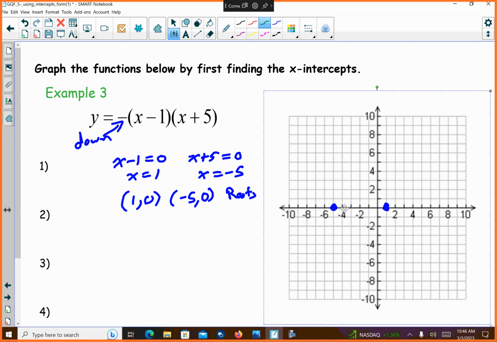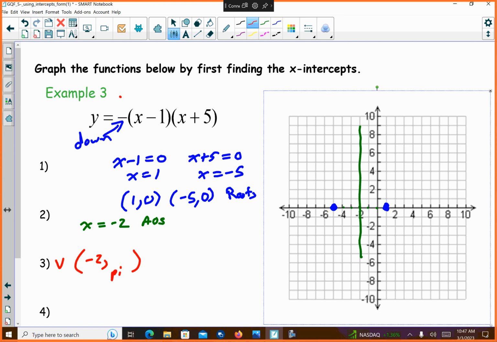So let's think about what's halfway. I got 1, 2, 3, 4, 5. Halfway is right there. So I have an axis of symmetry at x equals -2. Make sense? What do I know about the axis of symmetry in relation to our vertex? -2, and then I need to plug in to get the rest.